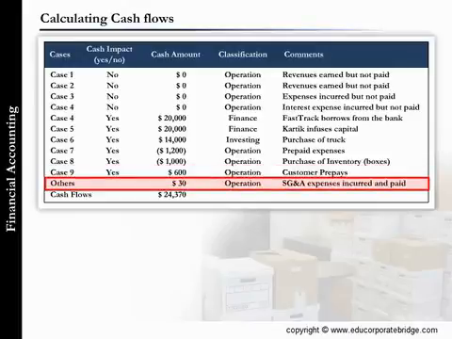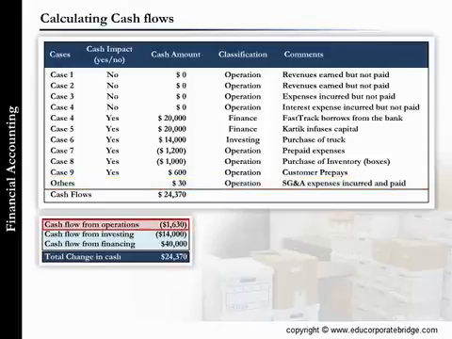Additionally, SG&A expenses paid by cash. Transaction classified as cash flow from operations. Cash outflow of $30. Cash flow from operations is $1,630. Cash flow from investing is $14,000. Cash flow from financing is $40,000.